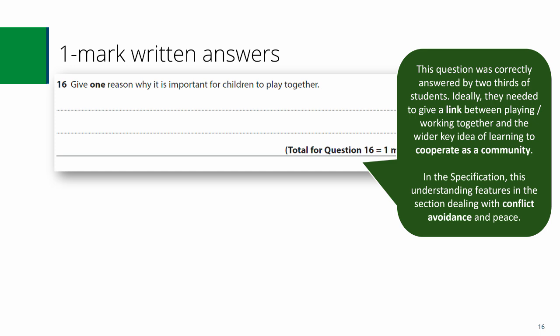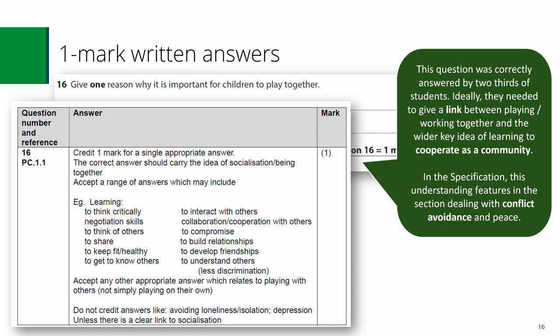The question is quite clear. It asks about the importance of children playing together, not just why they play together, but why it is important, which was a big clue that the answer should hopefully tell us something that is important from a citizenship perspective.